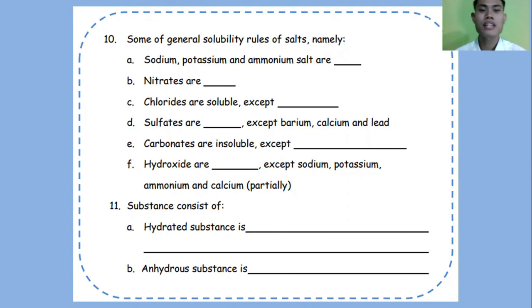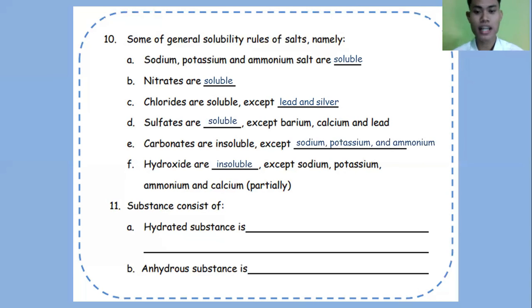Okay, number 10. Some of the general solubility rules of salts, namely A, sodium, potassium, and ammonium salts are, yes, soluble. And then B, nitrates are, yes, soluble. And C, chlorides are soluble except lead and silver. And then D, sulfates are soluble except barium, calcium, and lead. E, carbonates are insoluble except sodium, potassium, and ammonium. And then F, hydroxides are insoluble except sodium, potassium, ammonium, and calcium partially.